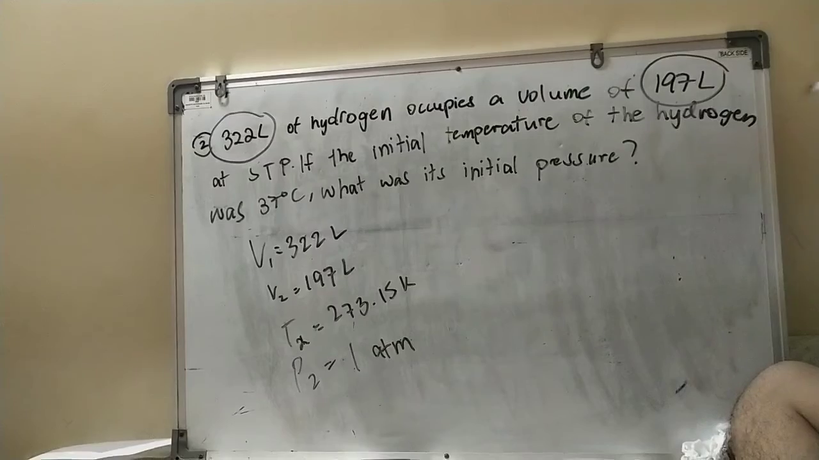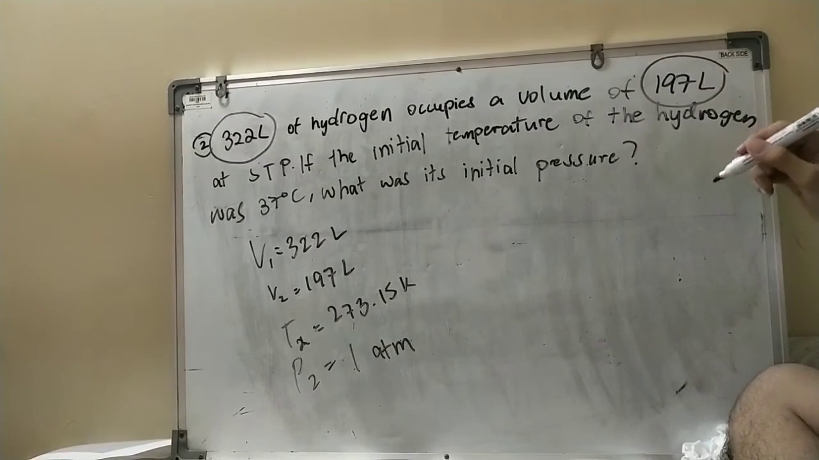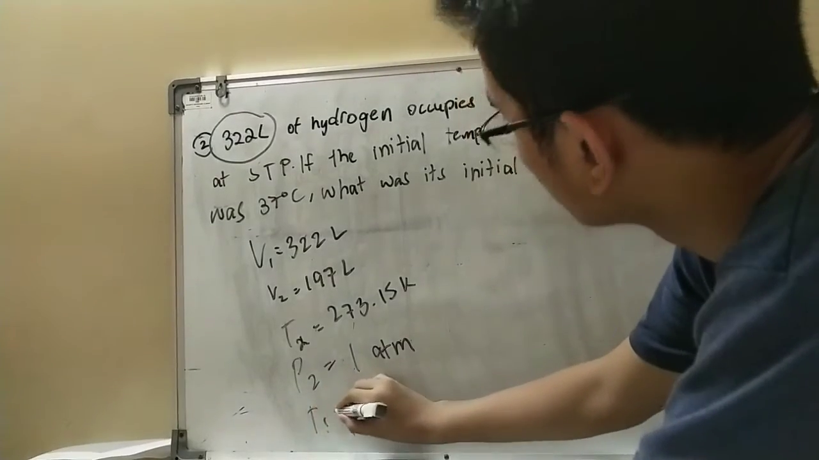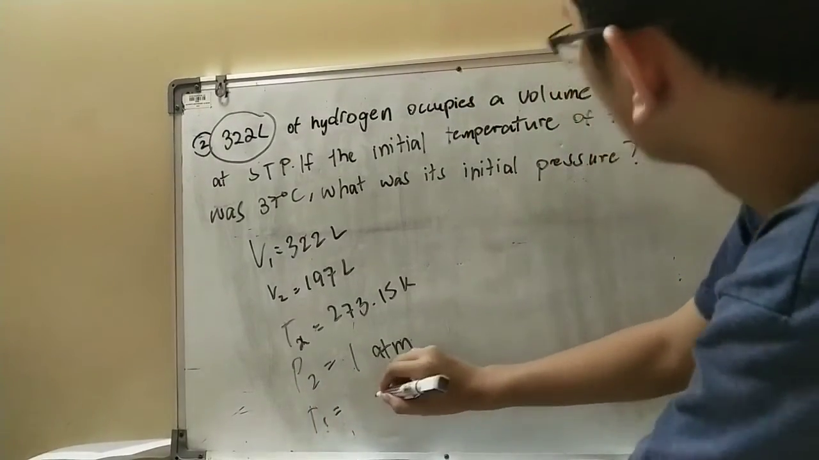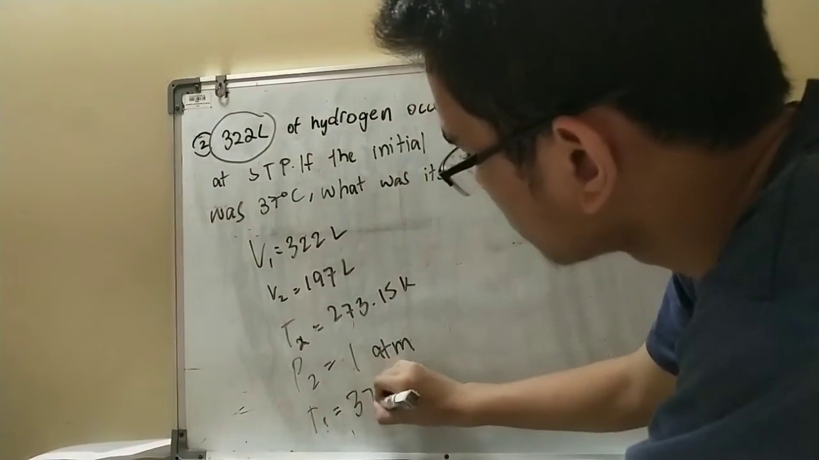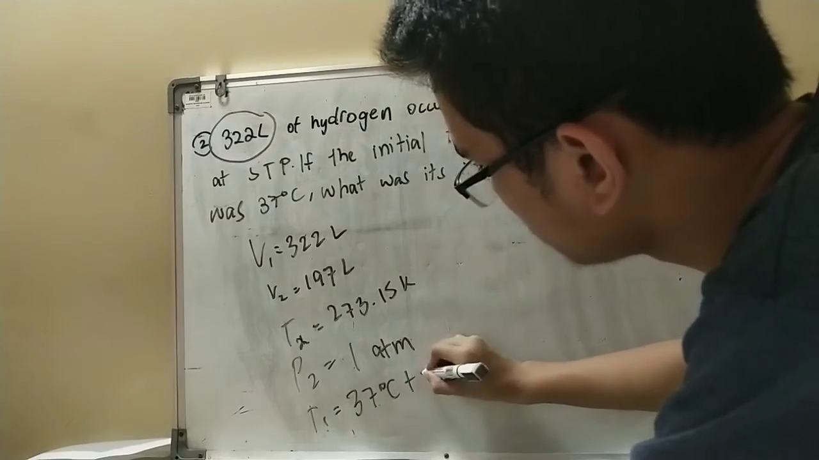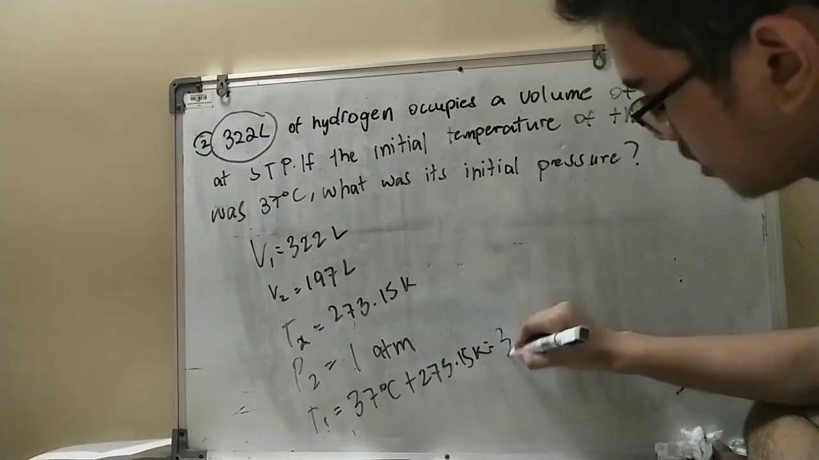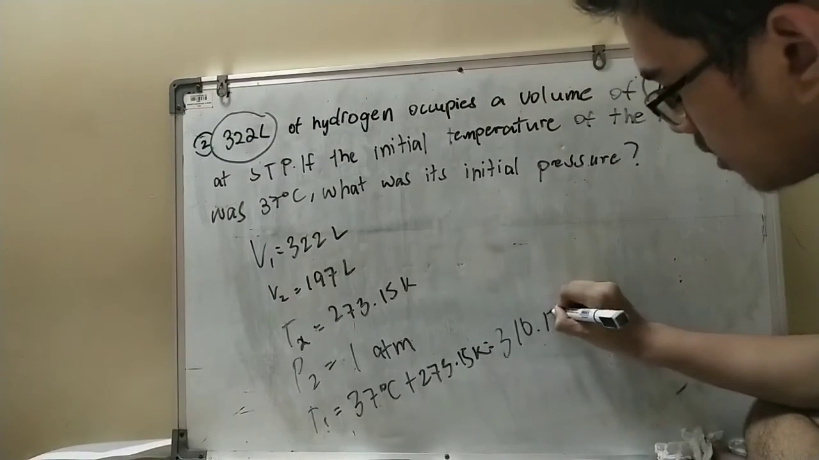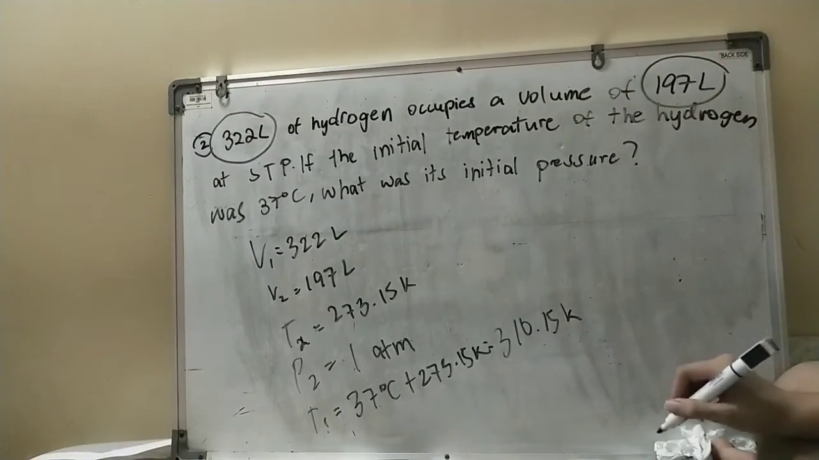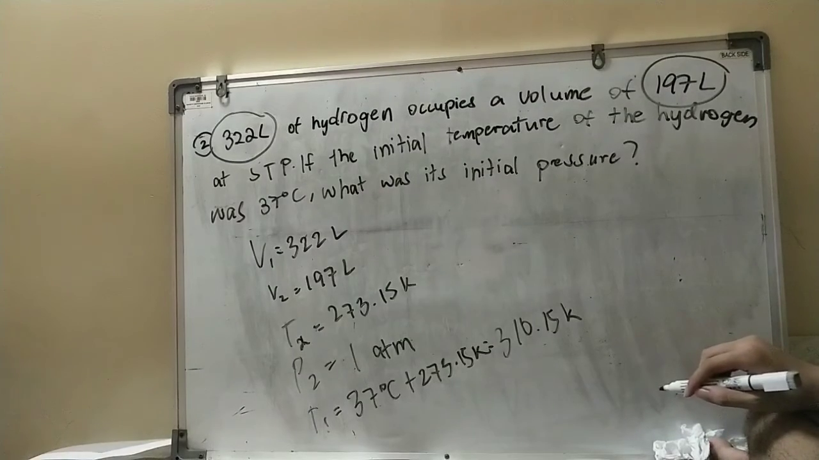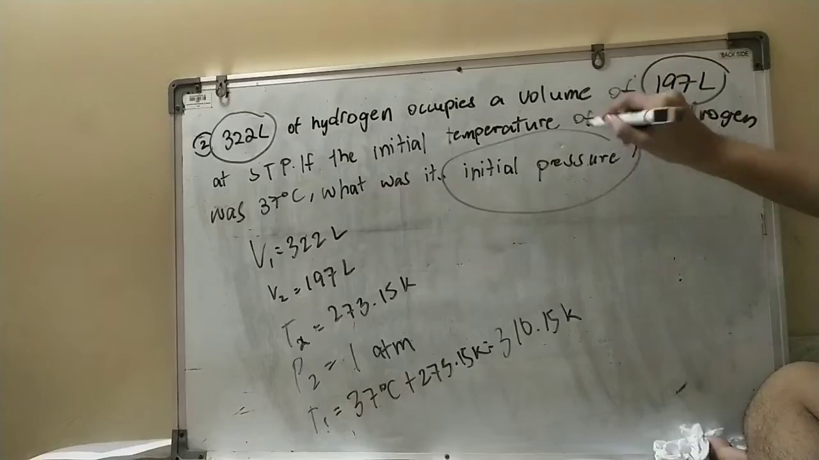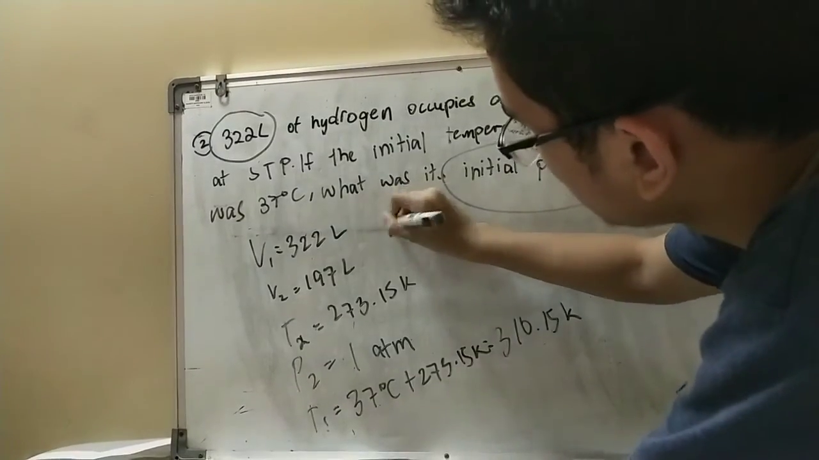So, what we will now do next is to write the initial temperature, which is 37 degrees Celsius. Now I'm going to convert it to Kelvin, 310.15 Kelvin. So, what are we looking for in the problem? It's our initial pressure, P1.